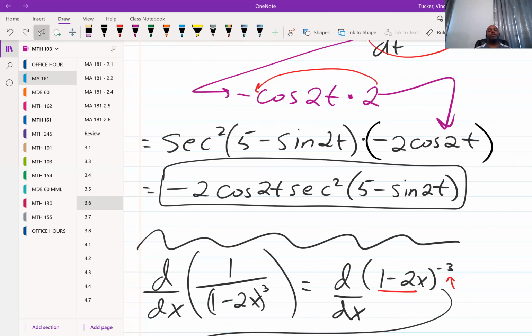All right. So the next one, derivative of 1 over 1 minus 2x to the third power. So that whole 1 minus 2x is being cubed there. So not just 1 minus, well, the quantity is being cubed. So just like before, we can rewrite it as 1 minus 2x to the negative third power. So we can take the derivative by using our regular process.